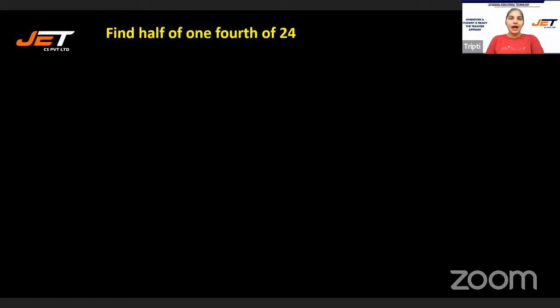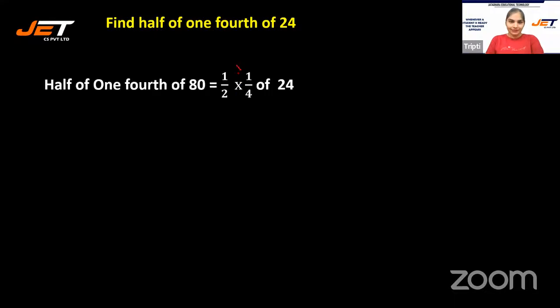Okay, so half of 1/4 of 24. Let's do it. Half of times 1/4 of times 24. We are writing 24 here as 2 times 4, which is 8, times 3, 24. 2 times 4 is in the denominator. 2 and 4 cancel, 3 is the answer. It's that easy, isn't it?